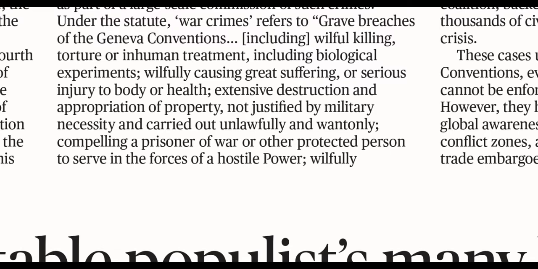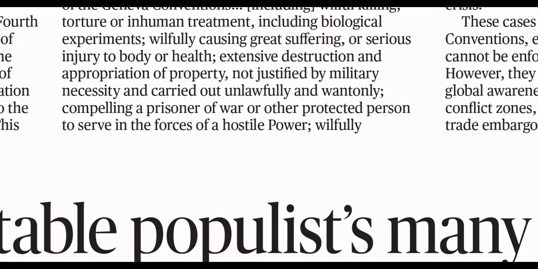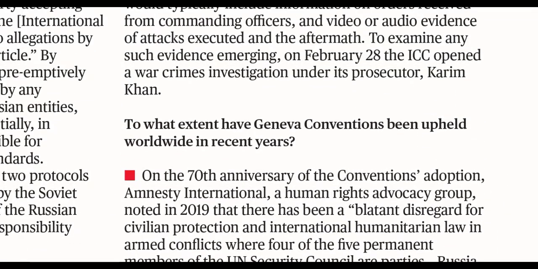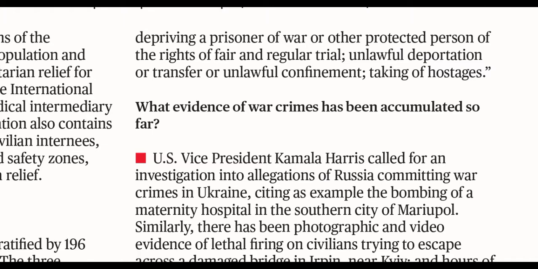including biological experiments, willfully causing great suffering or serious injury to body or health, extensive destruction and appropriation of property not justified by military necessity and carried out unlawfully and wantonly, compelling a prisoner of war or other protected persons to serve in the forces of a hostile power, willfully depriving a prisoner of war or other protected persons of the rights of fair and regular trial, unlawful deportation or transfer, unlawful confinement, and taking of hostages.